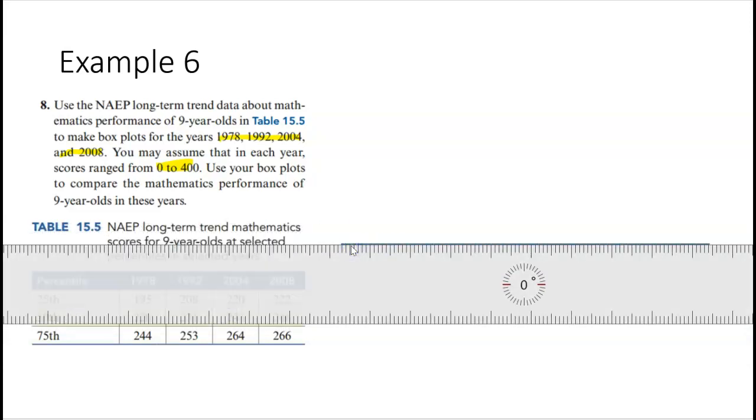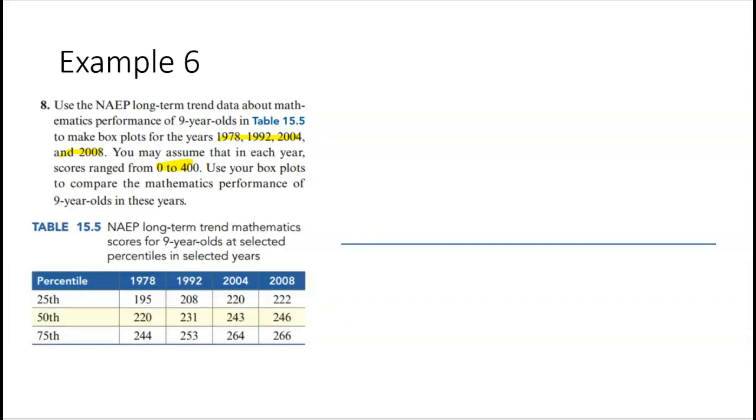They said from 0 to 400, so let's just go by hundreds: 100, 200, 300, 400. Now they're giving us the percentiles. Remember, the 25th percentile is Q1, this is our median, and this is our Q3. We know that the scores range from 0 to 400, so that's our low and our high.